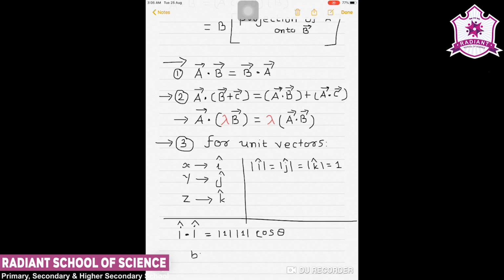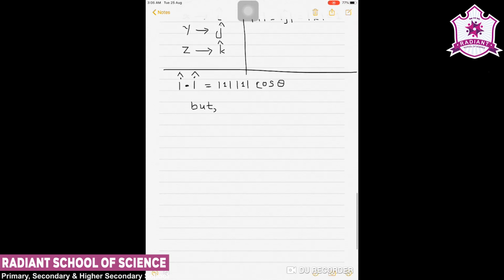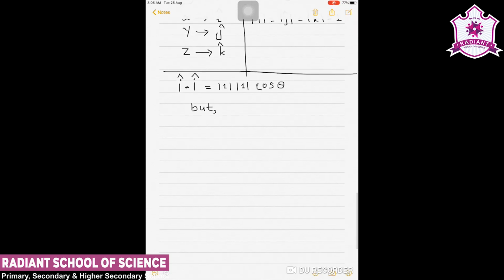But it is very clear that i cap is parallel to i cap. That means they are in the same direction, and therefore theta is 0 degree. Therefore we can say that cos theta is cos 0, which is 1.